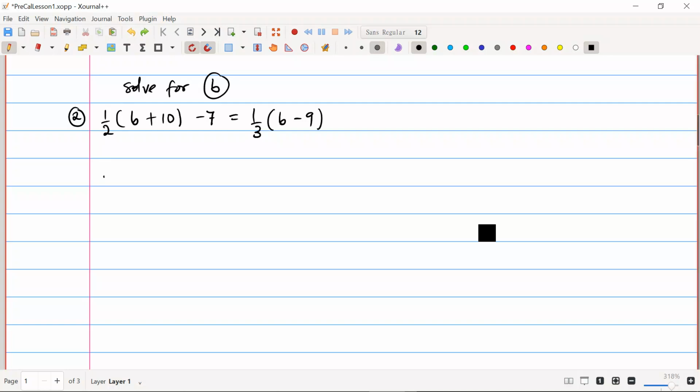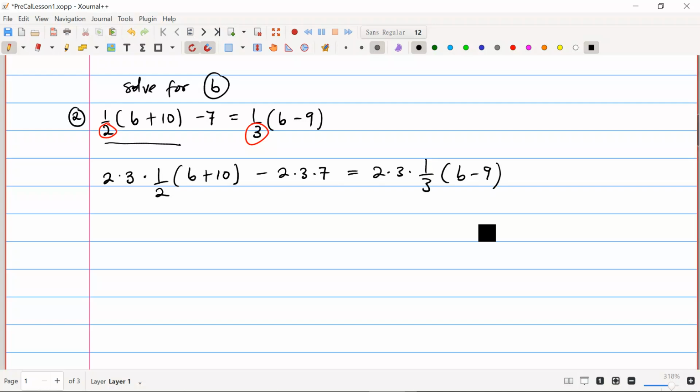So first I multiply 2 times 3 times 1/2 times b plus 10. So I'm saying multiply each term. The first term is this term, multiply that term by 2 times 3, right? So you have to multiply that term by these two denominator values. Then minus 2 times 3 times 7, because you have to multiply each term by these. You have 2 times 3 times 1/3 times b minus 9.